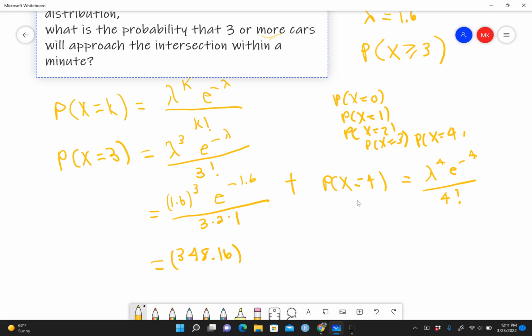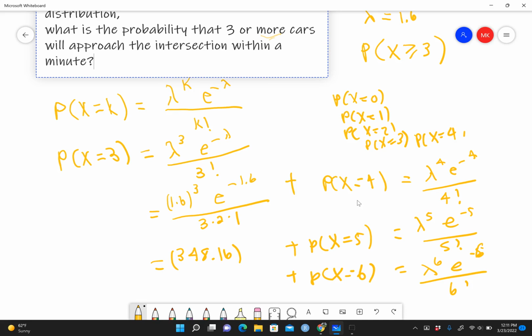So that will be plus the probability that x is equal to 5, which is going to be lambda to the power 5, e to the minus 5, over 5 factorial, plus the probability that x is equal to 6, which is going to be lambda to the 6th, e to the minus 6, and then over 6 factorial. And so you will see that those answers will become smaller and smaller and smaller, and basically be equal to 0. But that's how you could do it.